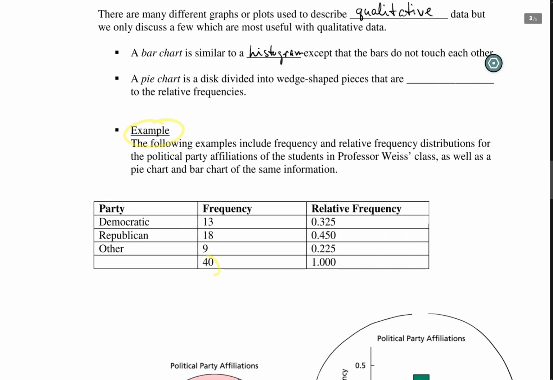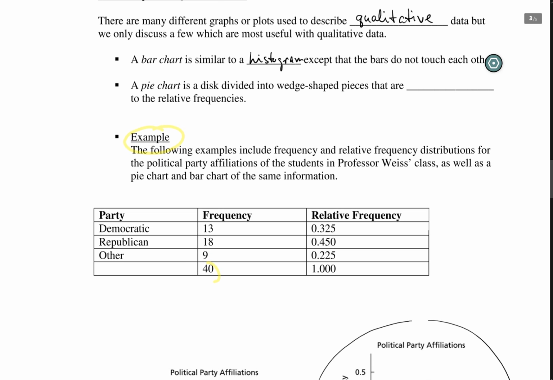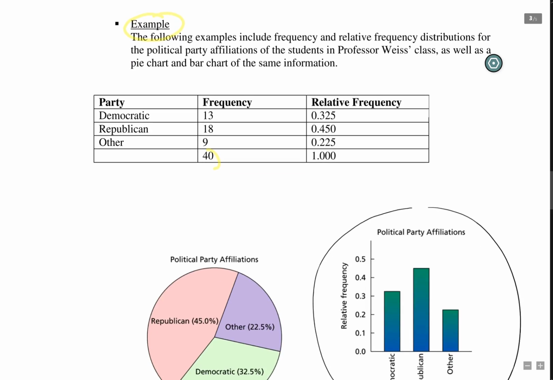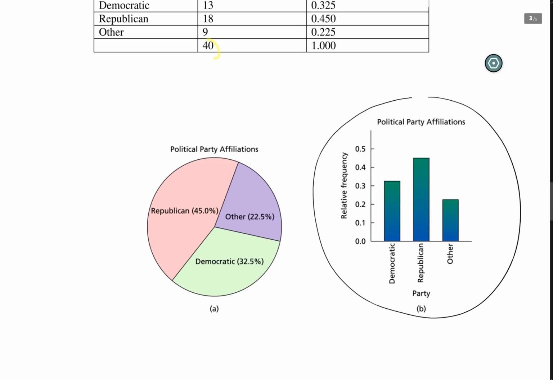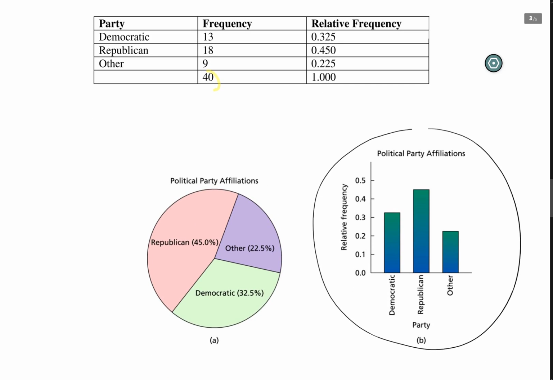A pie chart is a disk divided into wedge-shaped pieces that are proportional to their relative frequencies. It reflects basically the same information as a bar chart, but you get a relative sense of the frequency of the respective categories. The most frequent category was Republican, the next most frequent was Democrat, and then other was 22.5%.